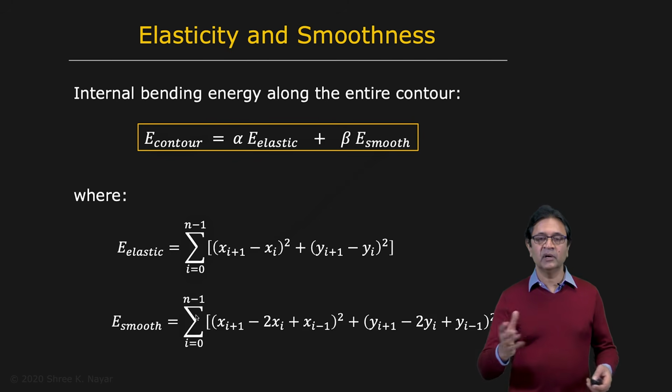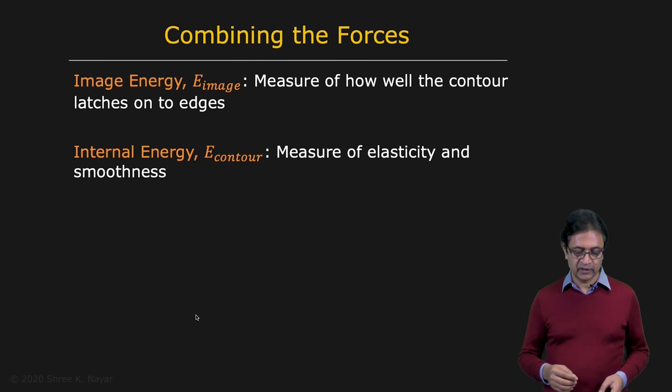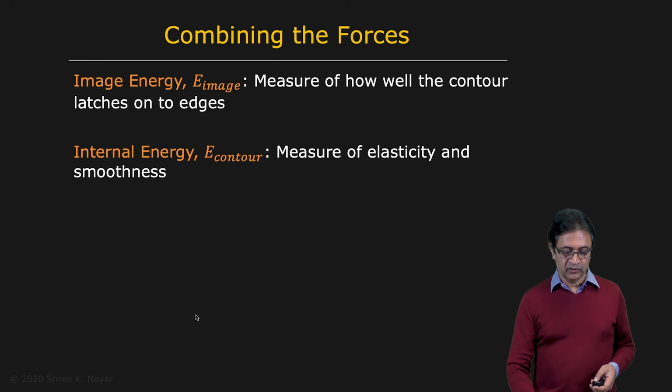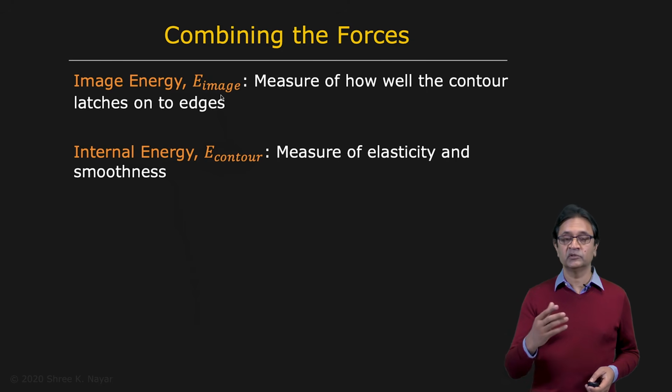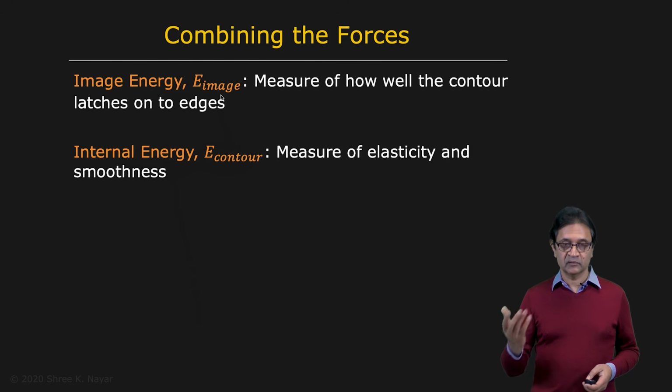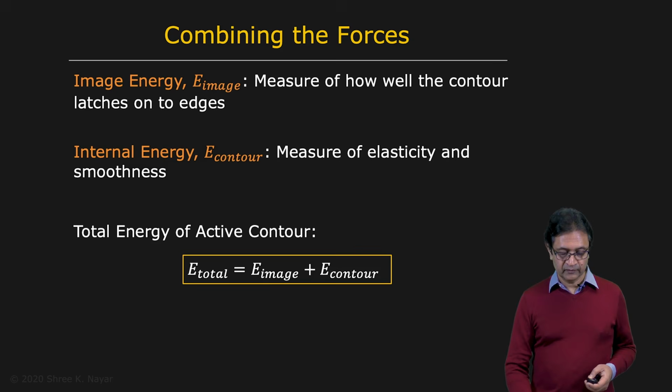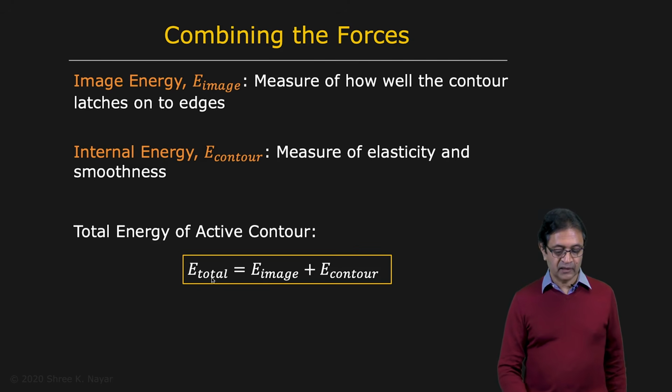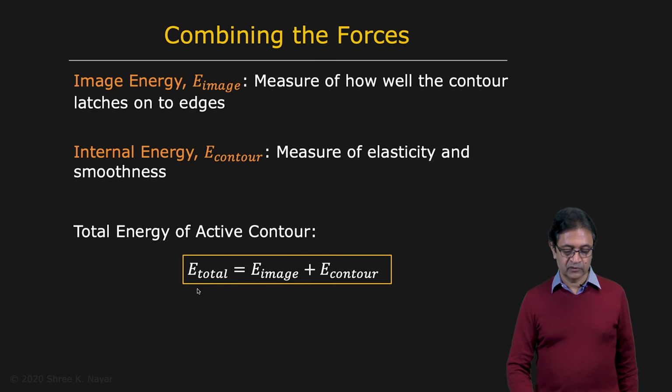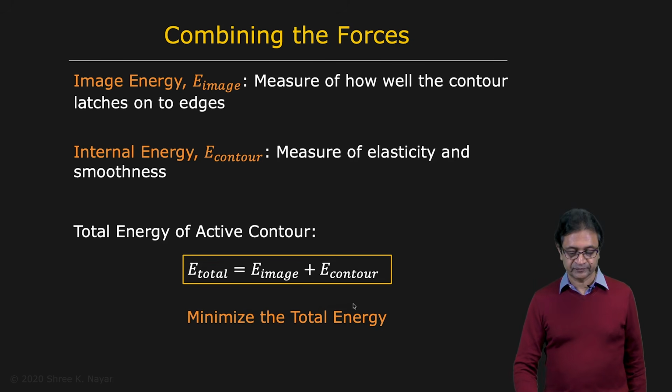Now we're going to combine all of these forces, so to speak. Which are the forces? We have our internal bending energy that we just discussed, that's the contour energy. And the image energy that we discussed previously that was based on the gradient magnitudes. So that's the total energy of the active contour, and we want to minimize the total energy.